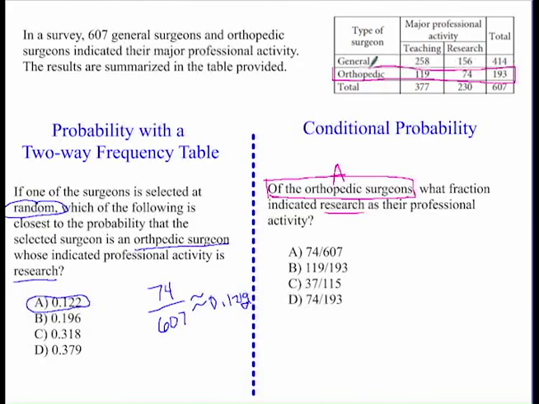Once I narrow down my information to this one event, I can go on to the next part that says what fraction indicated research as their professional activity. So if I come back up and look at these orthopedic surgeons and research, I can still see that I'm using 74, but I'm not doing 74 out of the total number of surgeons. I'm doing 74 out of just this one event, orthopedic, so out of 193. So in this case, my answer would be D.